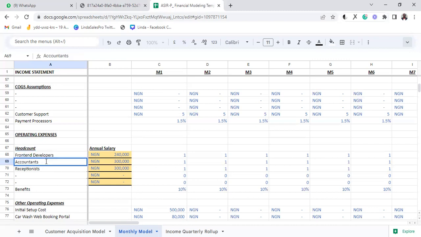So here is front end. We can say back end developers. Here we can say designers, okay? So here we can say designers.